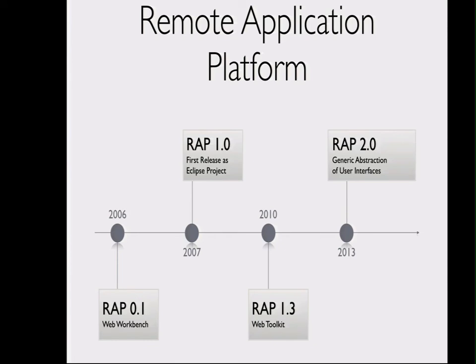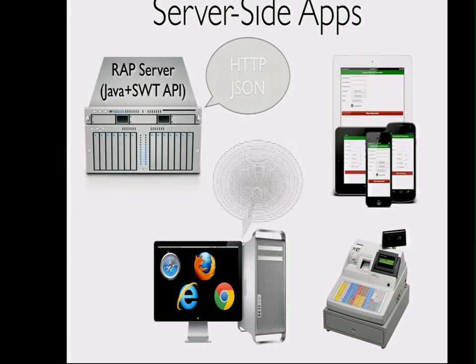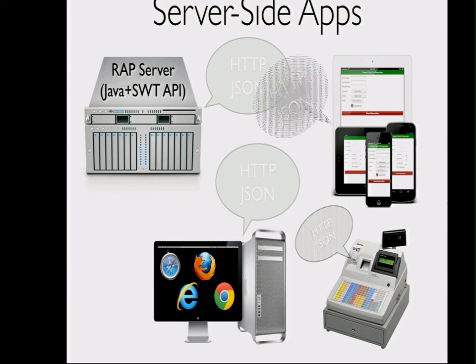released. And with this release, we removed the dependency on browser, JavaScript, HTML5, style sheets, all these web technologies. We got rid of that and ensured that the server talks with the clients just with JSON. And what this means is basically that we have our server running RAP and SWT API. Your application runs on the server. It talks JSON over HTTP.